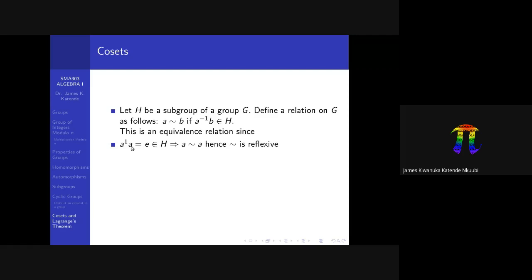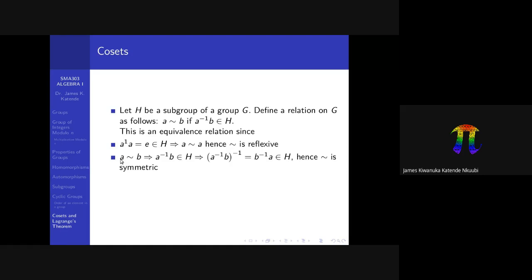So A inverse A is equal to the identity element in H. And that means under this relation, A is related to itself. So this relation is reflexive because every element in G will be related to itself. So we have two more properties to check.